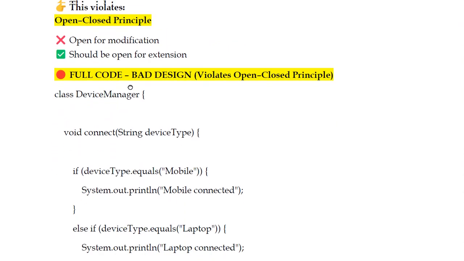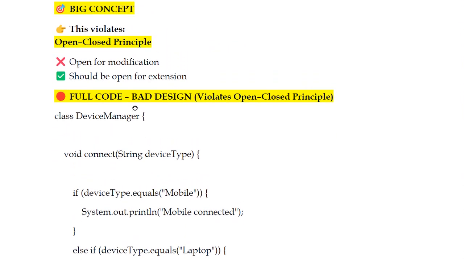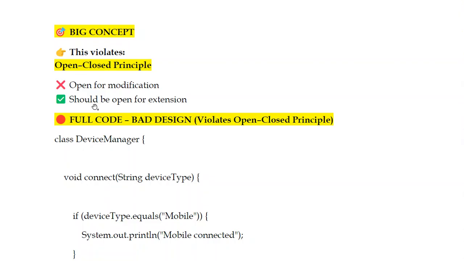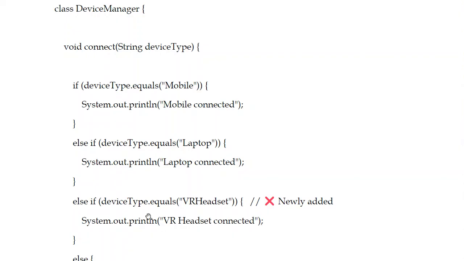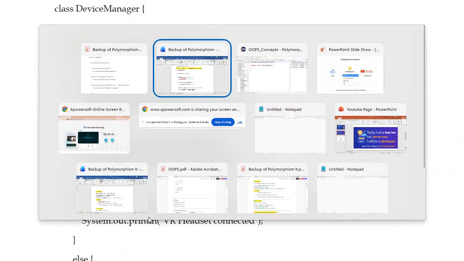You are violating the open close principle also. We already told you, open for modification. Actually, if it is open class, you have to close it. But what you are doing means you are opening for modification. If a new device is coming, you are again opening the code and changing it like this. So I'll show the example.